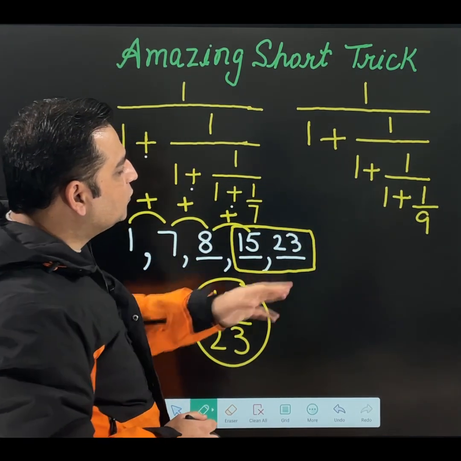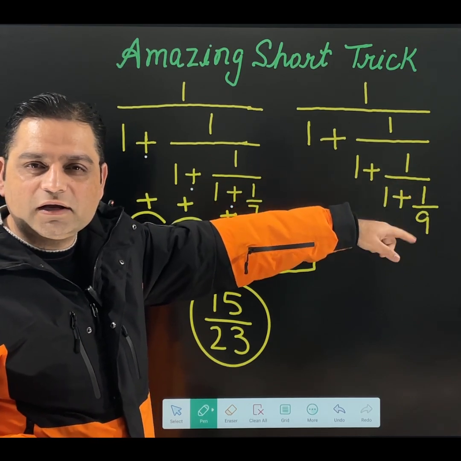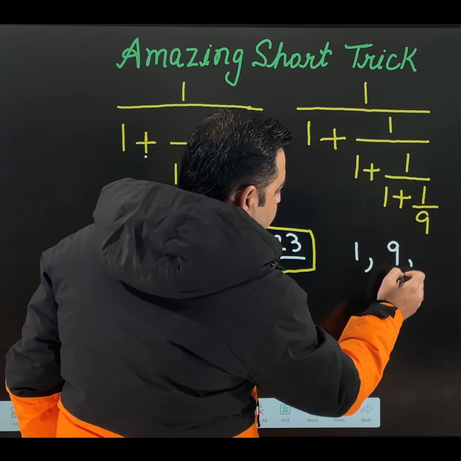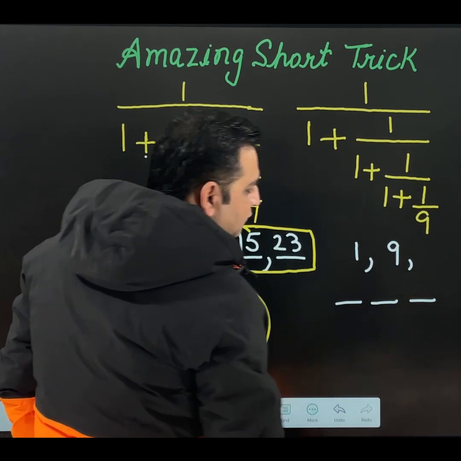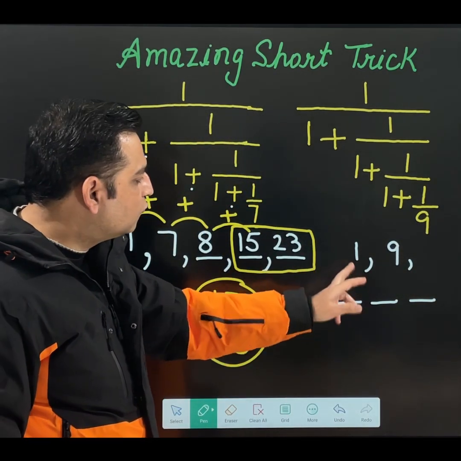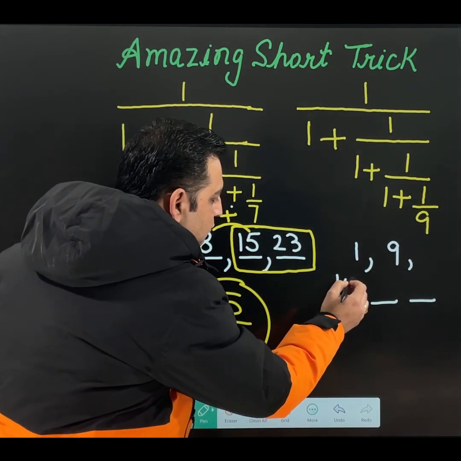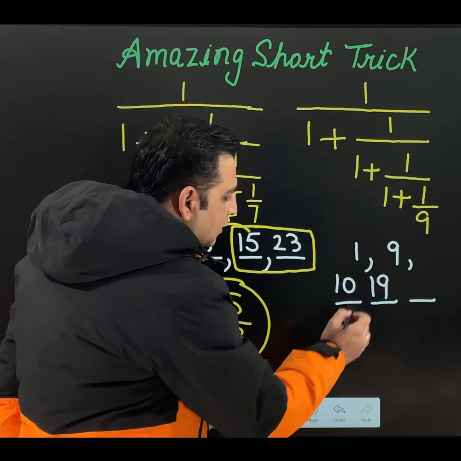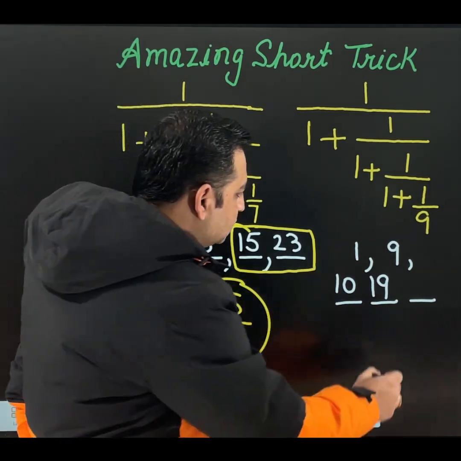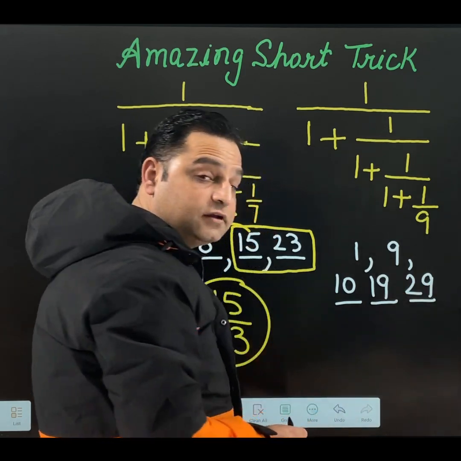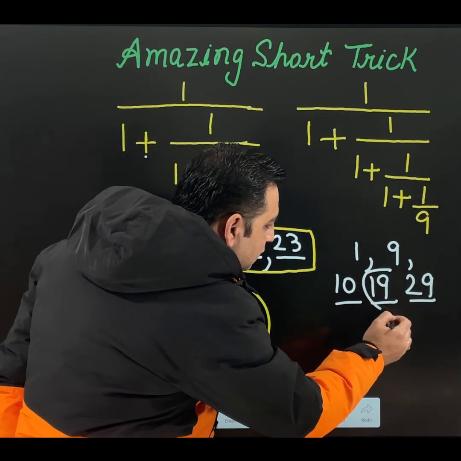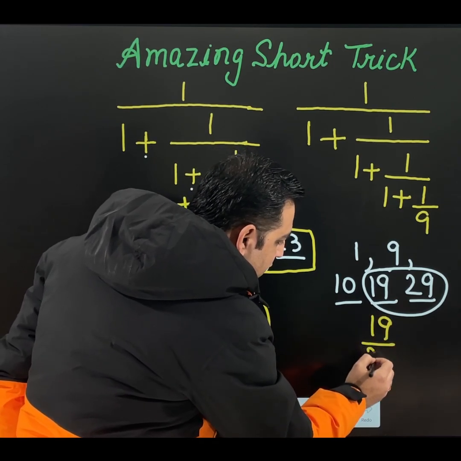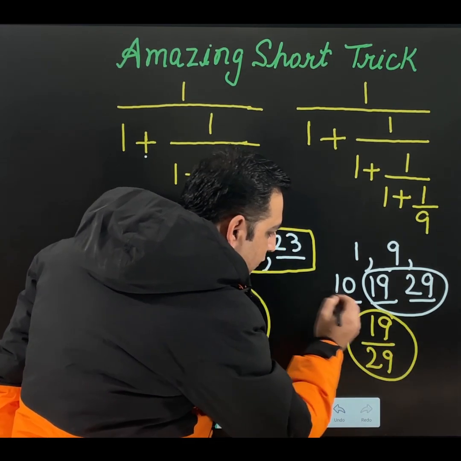Let me also start. We are having at the end, what are the values? 1 and 9, right? So we will write 1 and 9 together. And then I am making 3 spaces. Just keep on adding: 1 plus 9, 10, right? 10 plus 9, 19. 19 plus 10, it is 29. So what is the answer? The answer would be given by the last 2 terms, 19 and 29, and your answer would be 19 upon 29.